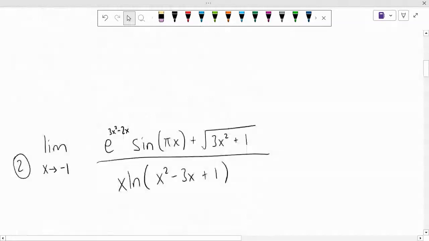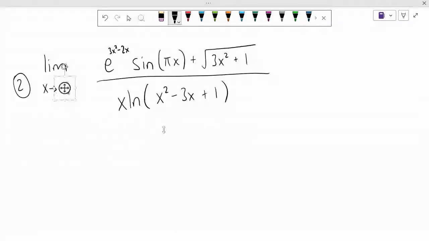And then what I'm going to do here is start plugging in -1 for x this time. So if we plug in -1 for all the x's, let's see what we get. In the exponent of the e, we have 3x squared minus 2x. If you plug in -1 for x, I think you're going to get an exponent of 5.